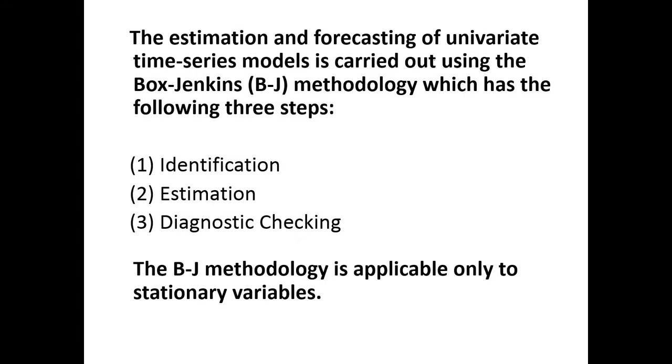The estimation and forecasting of univariate time series is carried out using a very famous methodology known as Box-Jenkins methodology. These are two statisticians or econometricians who formulated this strategy of doing forecasting. So Box-Jenkins methodology is an important methodology of doing time series forecasting. It involves 3 steps: identification, estimation, and then diagnostic checking. And remember, the Box-Jenkins methodology is applicable only to stationary time series.